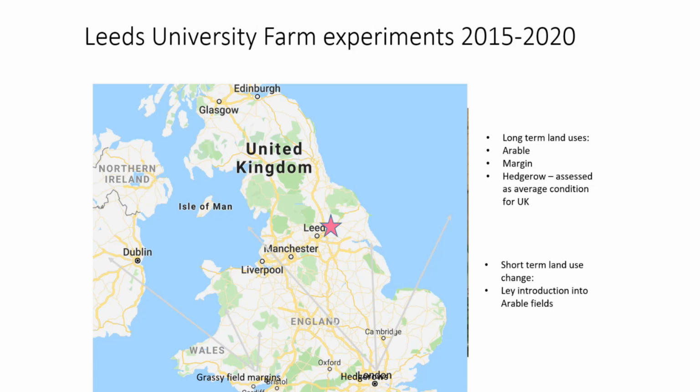These are the ley strips that you can see. And this tells you roughly what, there we are, that's the grassy field margins and the hedgerows. The short-term land use change was these ley strips.